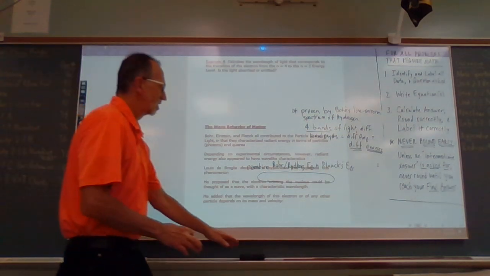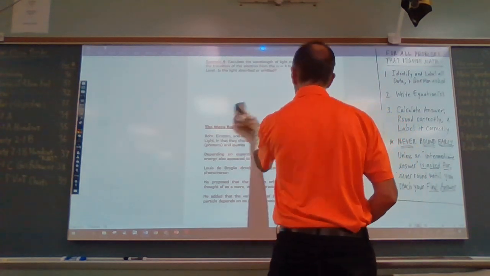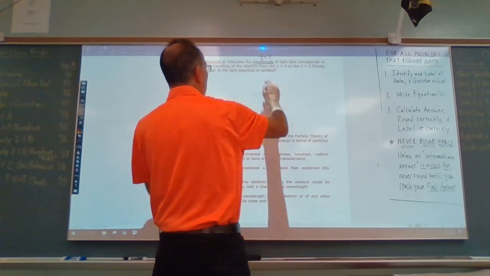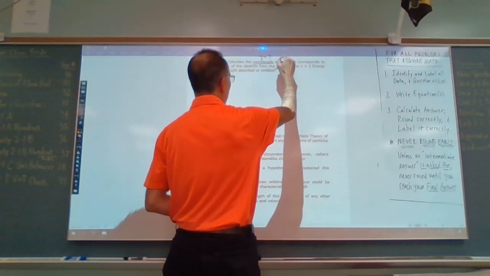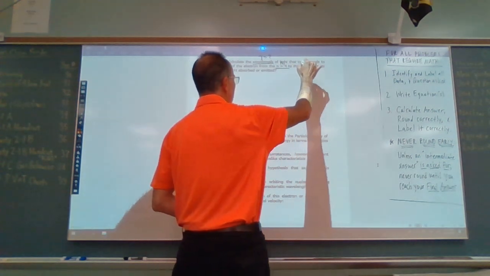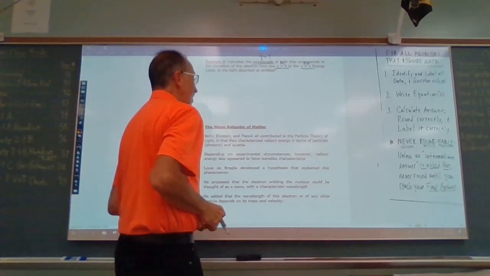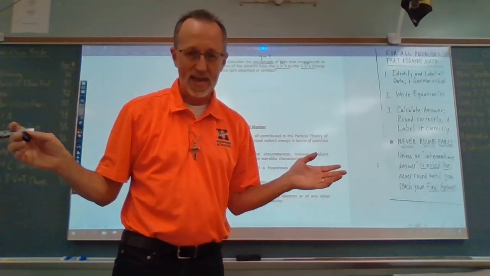So this asks us to calculate the wavelength of light that corresponds to the transition of the electron from n equals 4, so that's our initial energy level, to n equals 2, which is our final energy level. Is the light absorbed or emitted? We should be able to answer that without even doing the math.